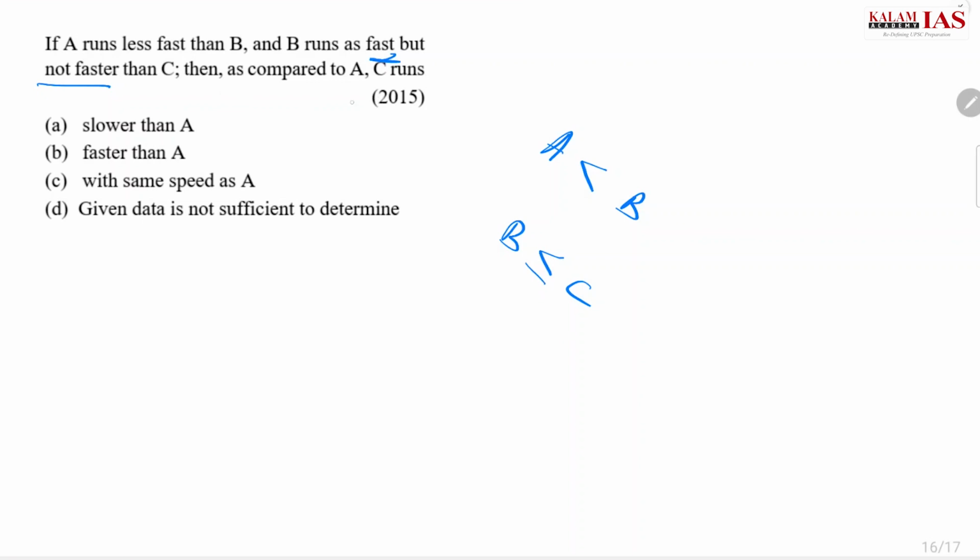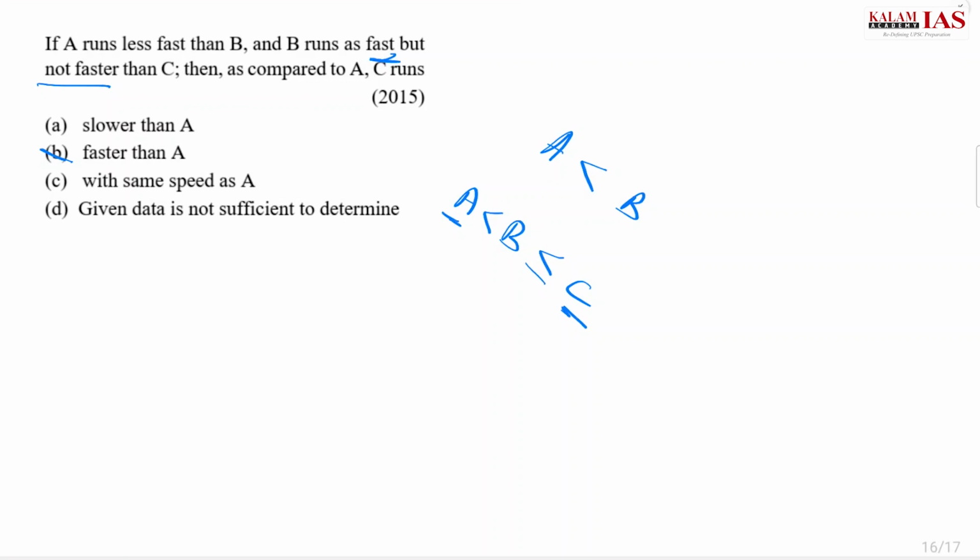Then as compared to A, C runs. Now we can simply see C is greater than or equal to B, which is greater than or equal to A. So as compared to A, definitely C is greater than A, so C is faster than A. Answer is option B. Again, very simple question. You have to just see what is given in the question and arrive at the answer.